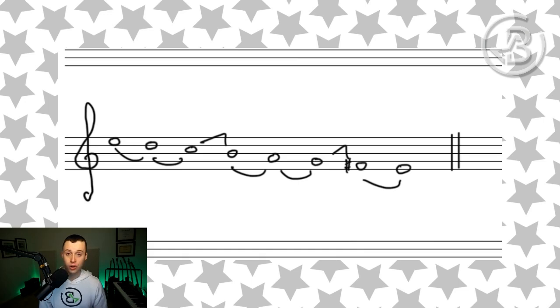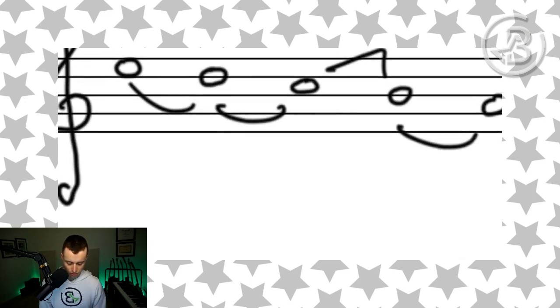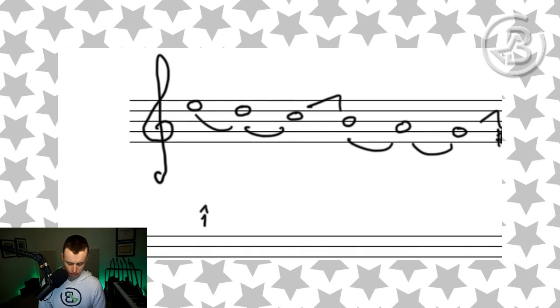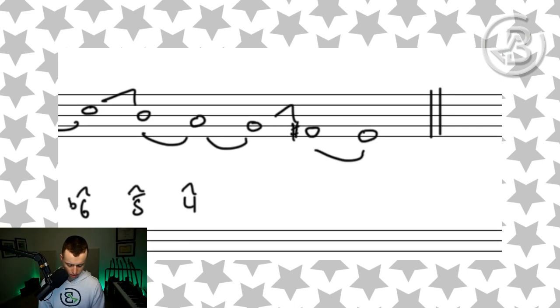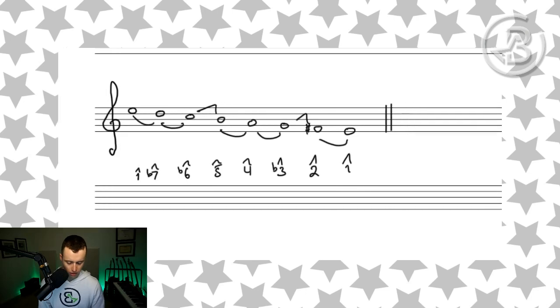Now, for a bonus, you can actually write down your scale degrees. We have scale degree 1. We have scale degree 7. I'm going to put that flat in front of it. Then we have scale degree 6. I'm going to put that flat there. Then scale degree 5. Scale degree 4. Scale degree 3 with a flat, remember, because it's a half step lower than for a major scale. Scale degree 2. And then we're back to scale degree 1.